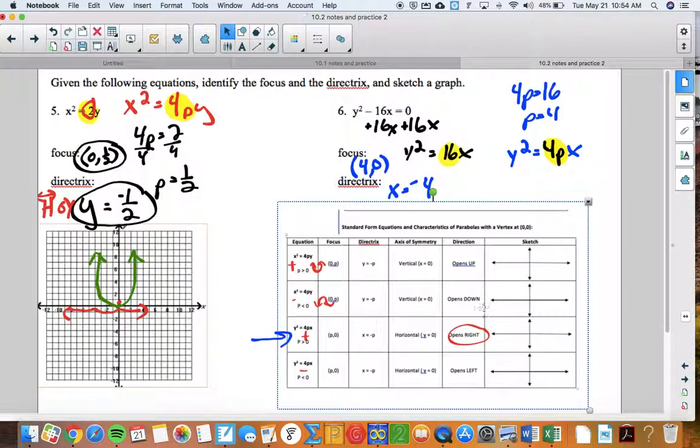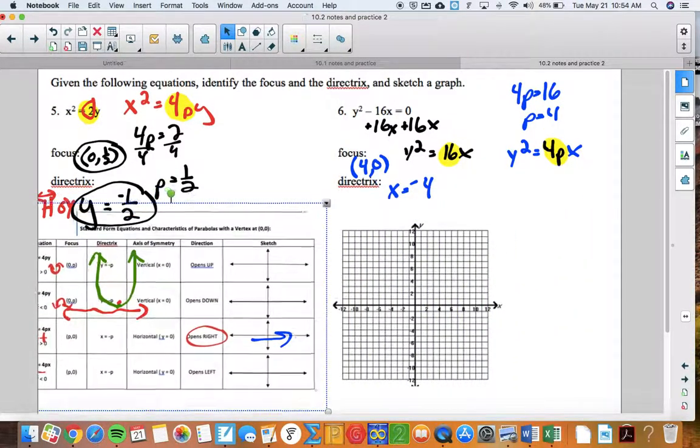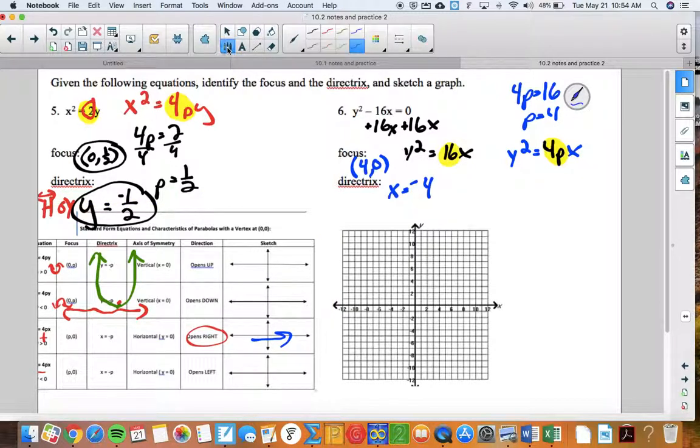And if we graph this, again, this one opens right. So make a parabola through the origin. Rotate that U so it's facing this way. And now our focus, again, is a point that should be in the parabola, in the middle of it. So that's 4, 0. That looks good. x equals -4 is a vertical line through -4. That looks good.